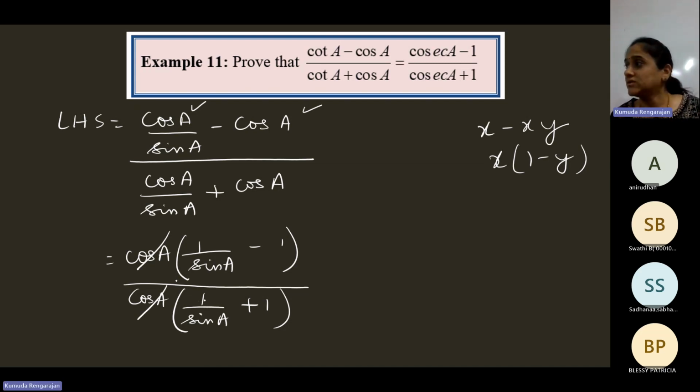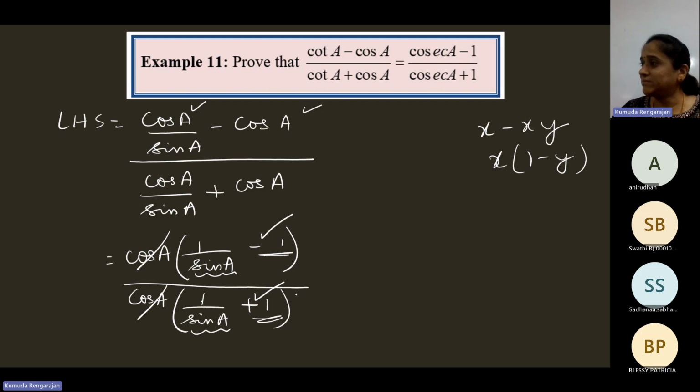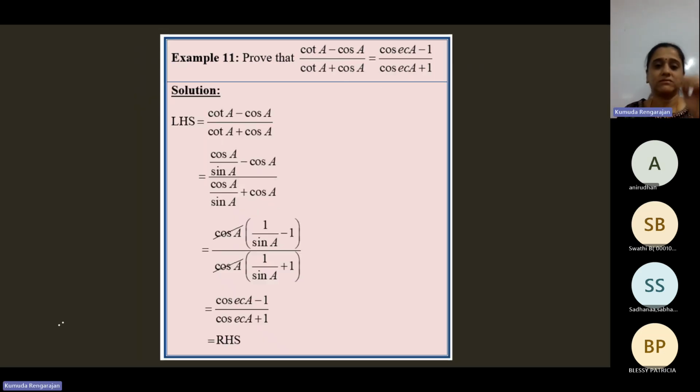Now look at the RHS. What's the RHS? Cosecant A minus 1 by cosecant A plus 1. We are almost there, we see a minus 1 and plus 1. So this one should be cosecant A minus 1, and this should be cosecant A plus 1. What is 1 by sine A? Cosecant A. So don't take a common denominator here. Don't take the LCM. Immediately use 1 by sine A is cosecant A. So cosecant A minus 1 by cosecant A plus 1. Take down.